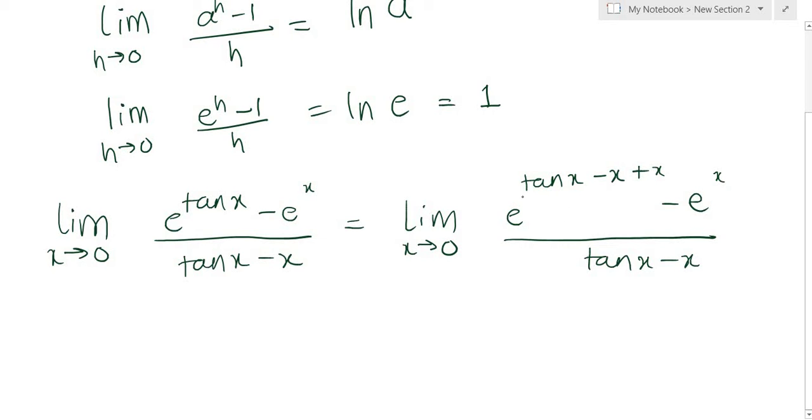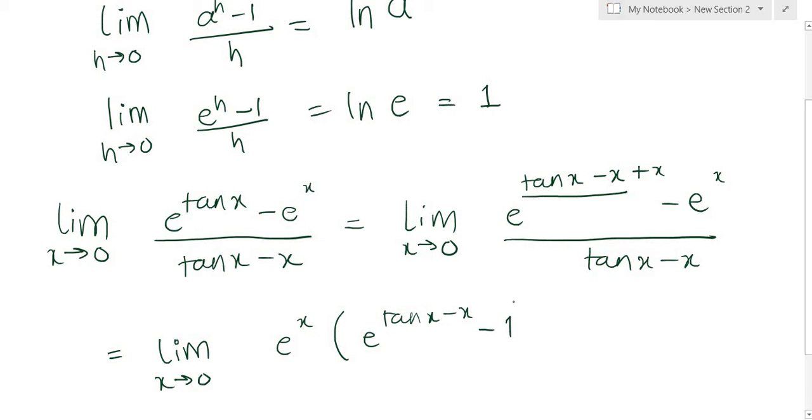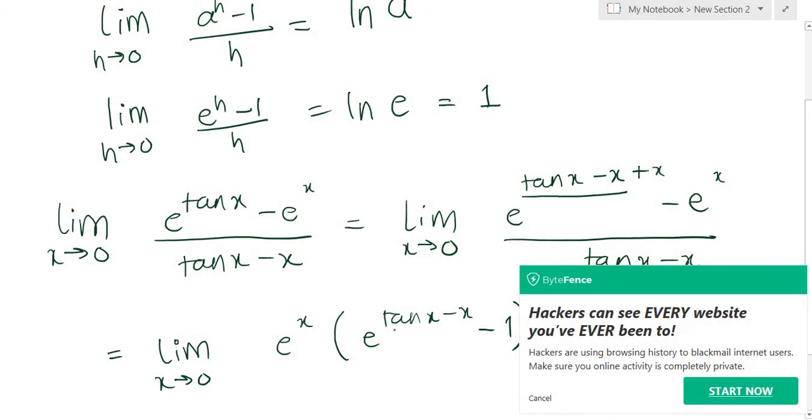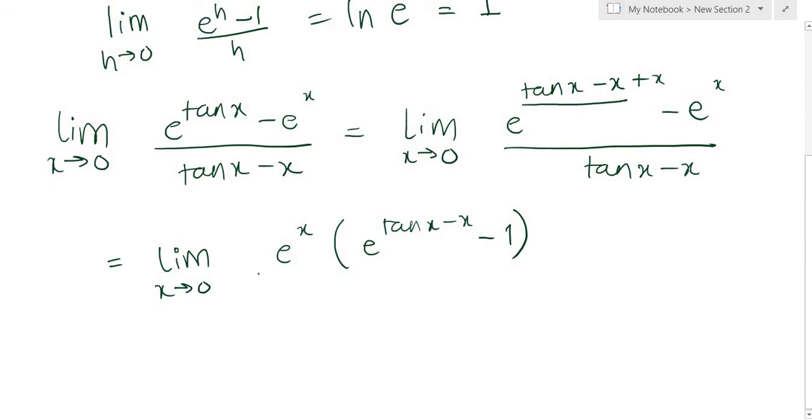So this thing matches with this thing. I'll just use some exponent properties and factorize e raised to x. We have e raised to x times (e raised to (tan x minus x) minus 1) all over tan x minus x.